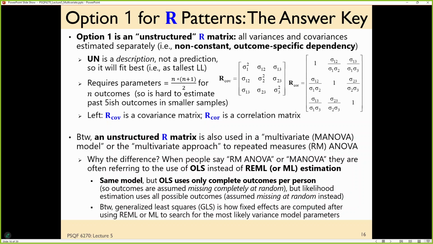So that's where, once you have lots of repeated measures, this starts to fall apart. If you only have a couple, this is fine. And in terms of likelihood, this will be the tallest. Like, this is as good as it gets.